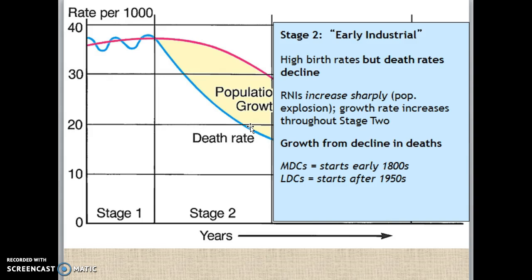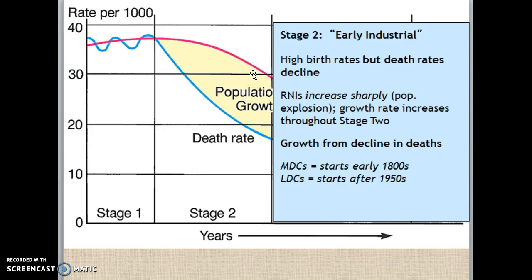We can also say in stage 2, we have an improvement of sanitation. So access to cleaner conditions, access to clean drinking water, those types of things. Now we do see the birth rate stays about the same. It's not until towards the end of the stage that we begin seeing that decline.